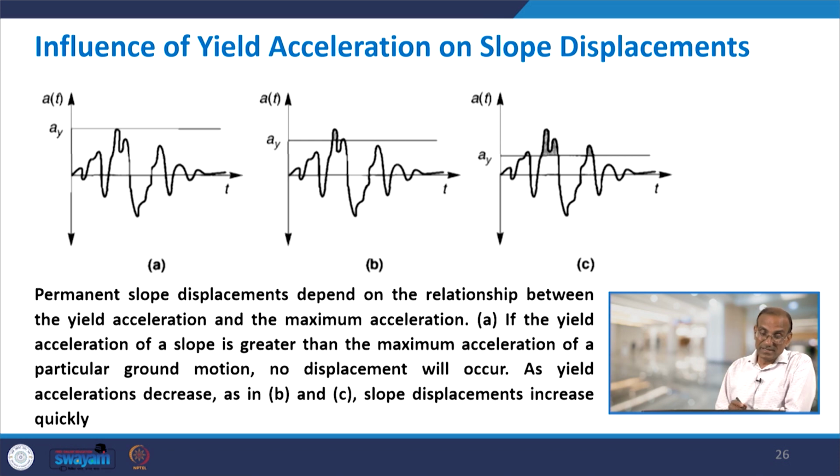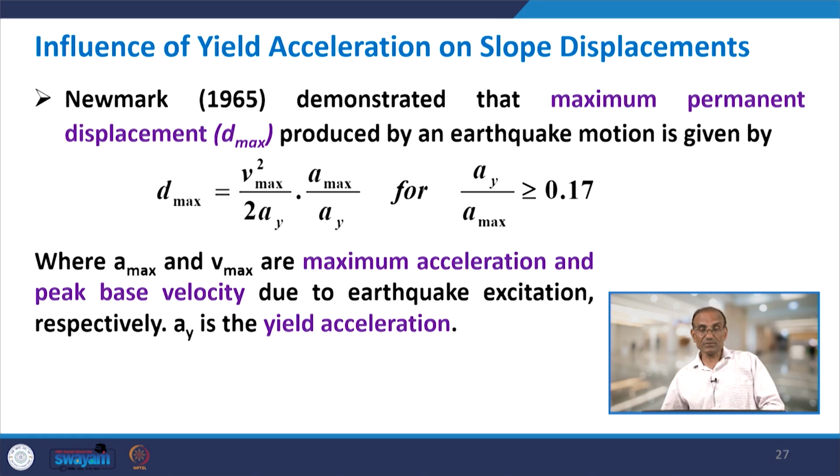What you see here in the first figure A is that the maximum value is just touching Ay, which means the difference between Ay and Amax is 0, so no permanent displacement will be developed. In the second case, the value of Ay decreases, and during this interval your acceleration has exceeded the yield acceleration, and it will create permanent displacement. Further Ay decreases and you get these peaks here as well as here. So permanent displacement was 0 in case A, then it increases, and in case C it further increases.